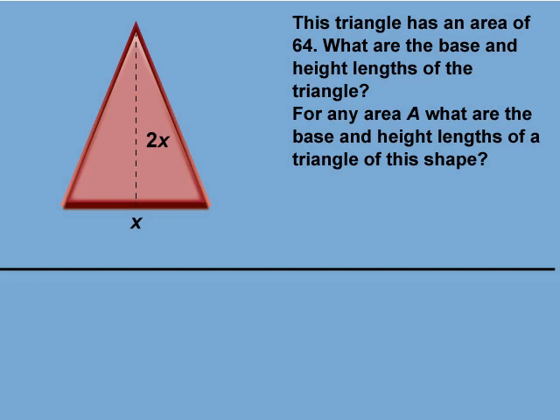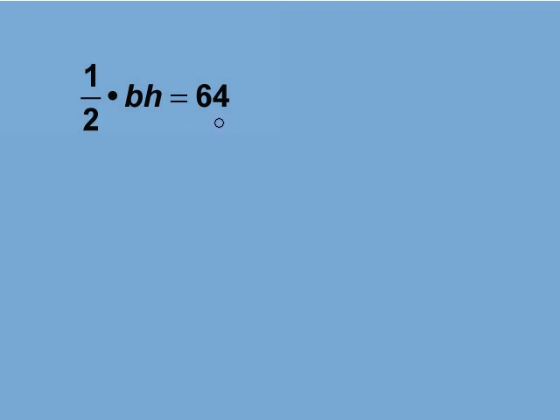This problem is similar to the previous example, but now with the area of a triangle. The formula for the area of a triangle is shown here. Area is 1/2 the base of the triangle, b, times the height of the triangle, h. We know that the area of this triangle is 64, so we end up with this equation. Also, even though we don't have numerical values for the base and height of the triangle, we do have variable expressions. Let's plug those values into the area formula.